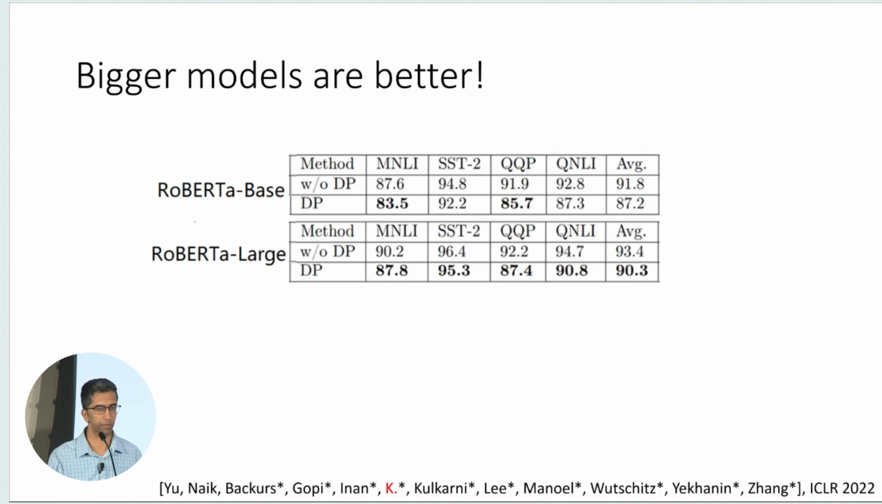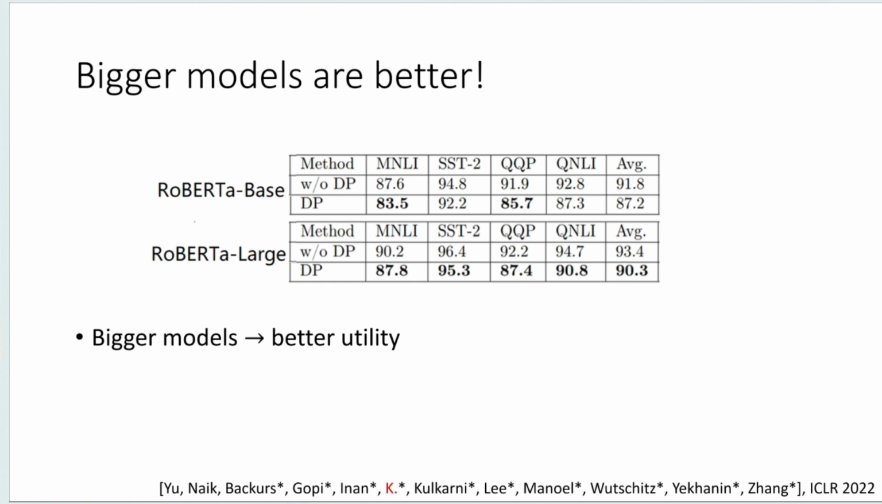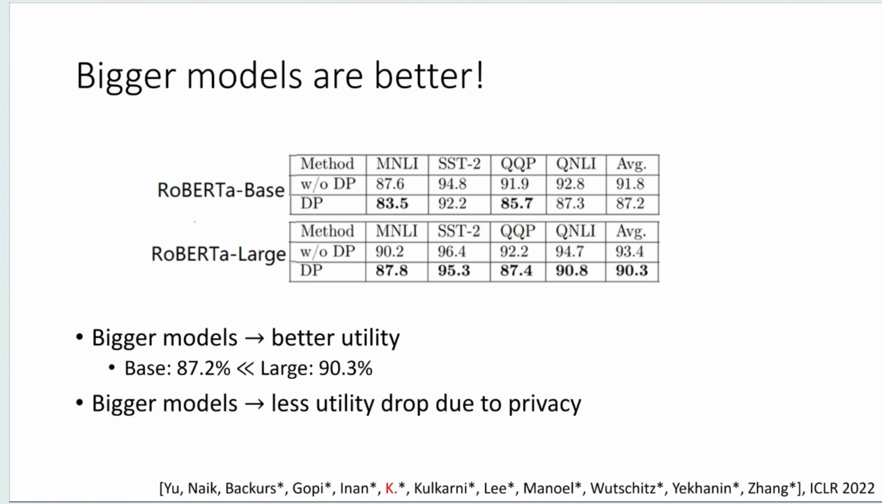But comparing Roberta base with Roberta large, we found that, ignore most of the numbers but pay attention to the far right column, you can see that bigger models lead to better utility in absolute numbers, say 90.3 versus 87.2. Additionally, bigger models lead to less utility drop due to privacy. If you take the difference between the non-private and the private setting, it's only 3.1% here, whereas it's 4.6% for the smaller base size model. So these are just a few of our findings, and you can see more in the paper itself.